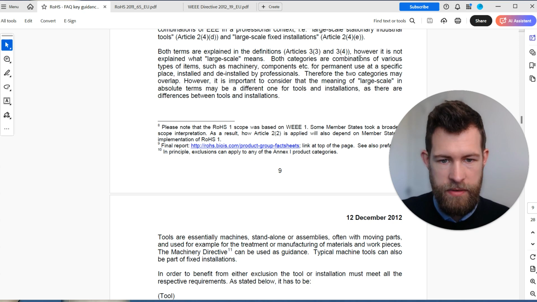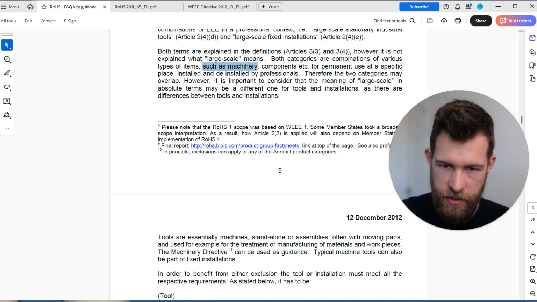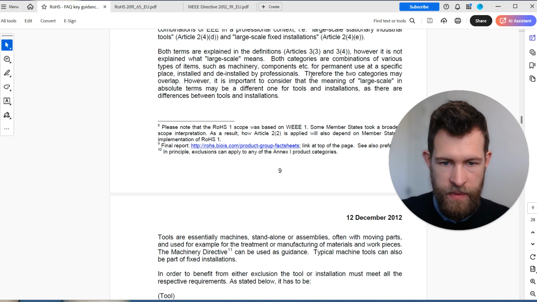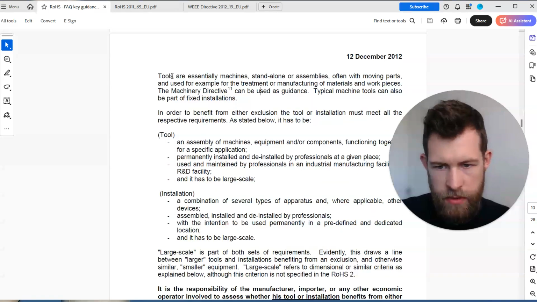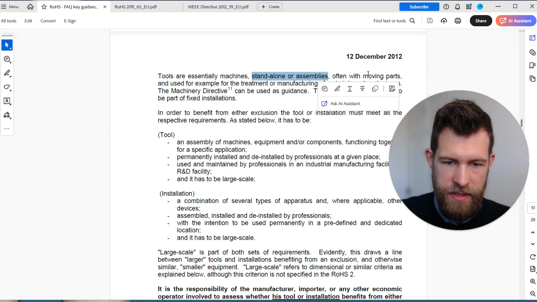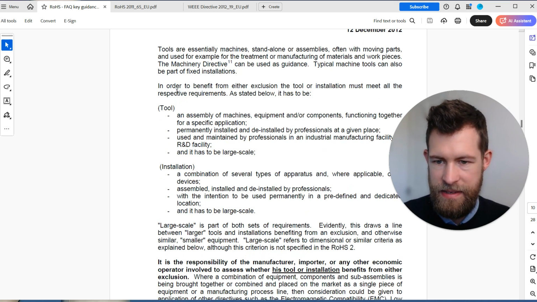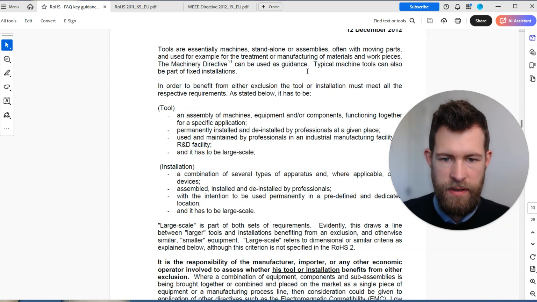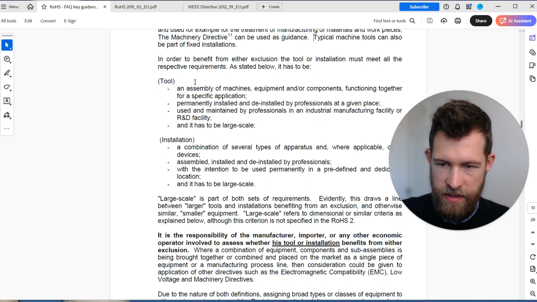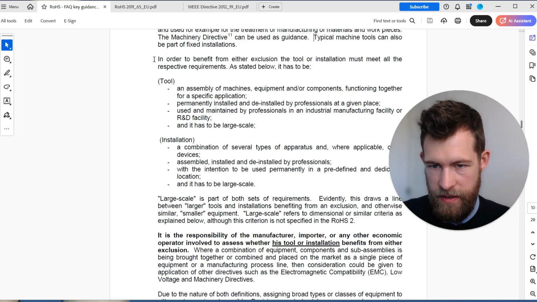Okay, that's helpful. Both categories are combinations of various types of items, such as machinery, components, etc. We've seen that, for permanent use for a specific place. Therefore, the two categories may overlap. However, it is important to consider the meaning of large scale, because that could be a bit subjective. In absolute terms, it may be a different one for tools and installations, as there are differences between tools and installations. Tools are essentially machines, standalone or assemblies, often with moving parts, and used, for example, for the treatment or manufacture of materials and workpieces. The machinery directive can be used as a guide. Typical machine tools can also be part of fixed installations. So that's adding to the complexity slightly here.